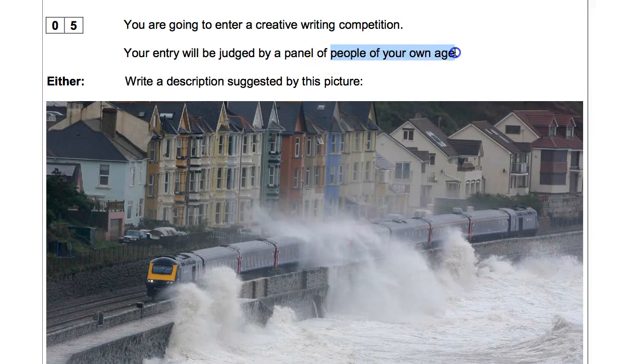in answering this question because this detail, your entry will be judged by a panel of people of your own age, could mislead you, and you might end up using vocabulary that is colloquial, the sort of chatty language that you would use for people of your own age, and that wouldn't score you very well at all because you wouldn't be thinking about crafting your sentences and choosing the very best vocabulary. So make sure you don't fall into that trap.